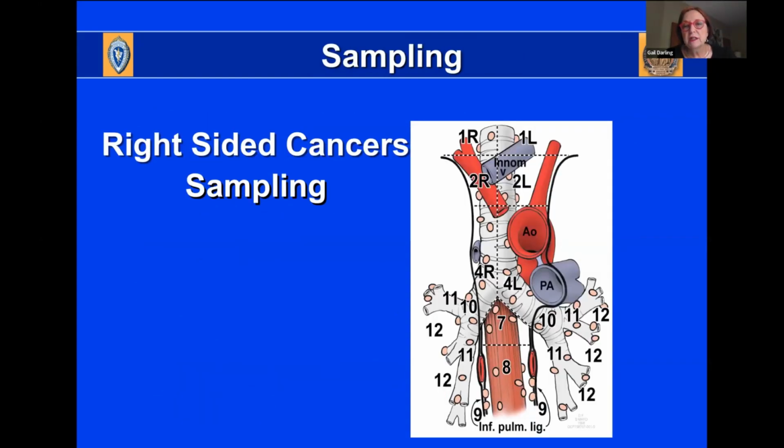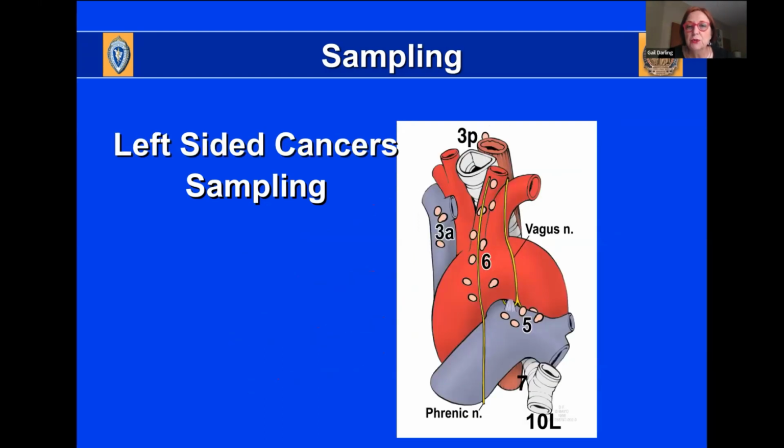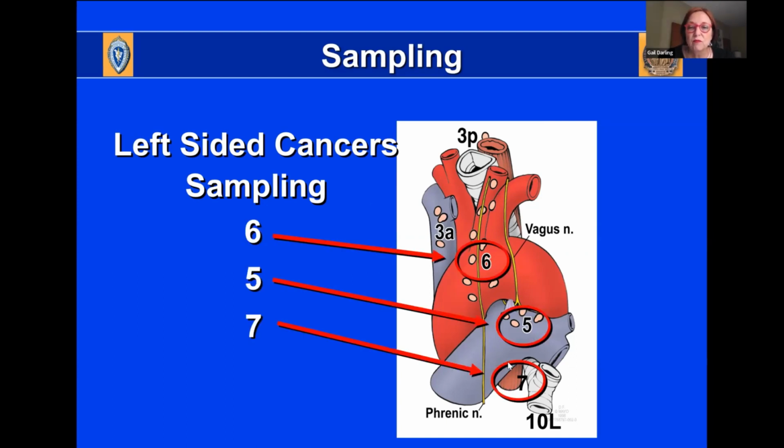And for right-sided cancers, we had to sample 2R, 4R, 7, and 10. And for left-sided cancers, we had to sample 5, 6, and 7 before the patient could even be randomized. So these lymph nodes had to be sampled, sent to pathology for frozen section, and had to be negative before the patient could be randomized.